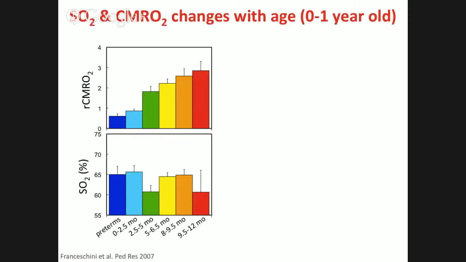Okay, so now here at Children's and MGH, we've done a lot of work with healthy babies and with preterm infants. So this was some of the initial work where we looked at changes in cerebral oxygen saturation and oxygen metabolism over the first year of life. So this was 47 infants. Some of them were measured multiple times, anywhere from preterm to 12 months of age.